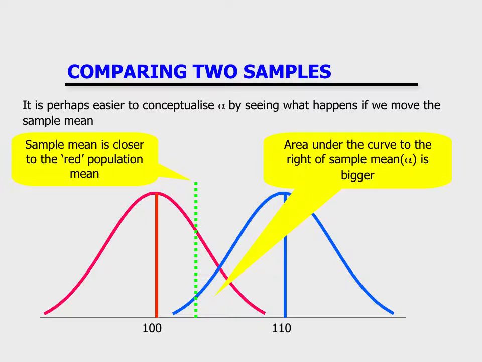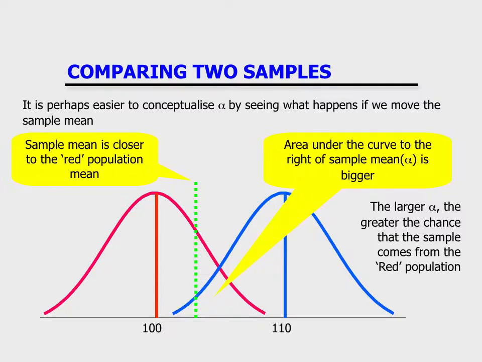The area under the curve, just like we looked at last time, is larger. So that means that there's not this 1 in 160 chance, but there's a 1 in 15 chance that the green dotted line is coming from the general population, where the average score is 100. The larger the alpha, the greater the chance that the sample comes from the red population. Remember, the alpha is set at 0.05, saying that there's a 5% chance that it's the flip of a coin, a 95% chance that there's a true difference.